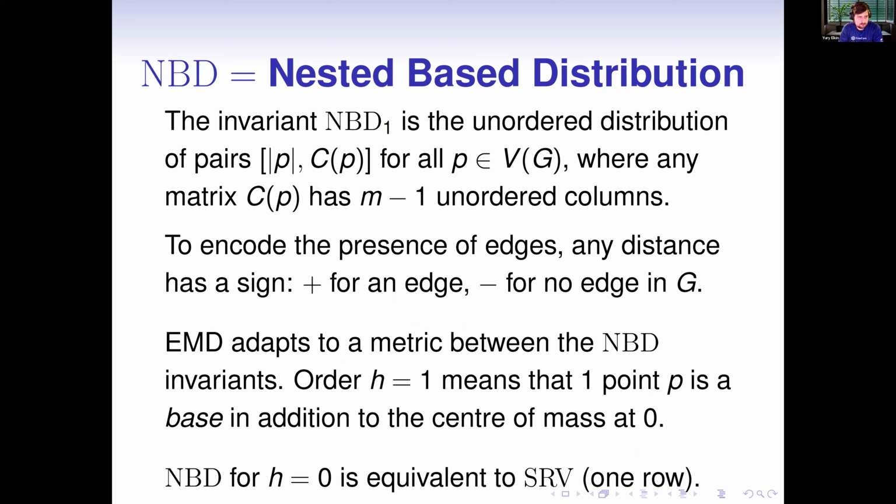So we will have a pair of the base points and also those unordered columns as the C matrix. And to encode the edges, we can assign in such a way that in all the computations, if there is an edge, then we put a plus sign, and if there's no edge, then we multiply by -1 every distance.